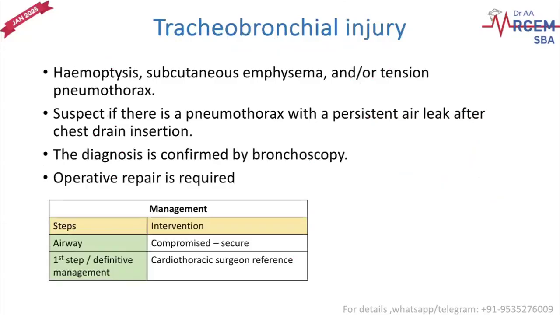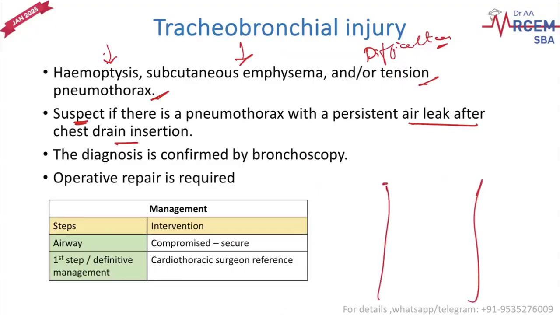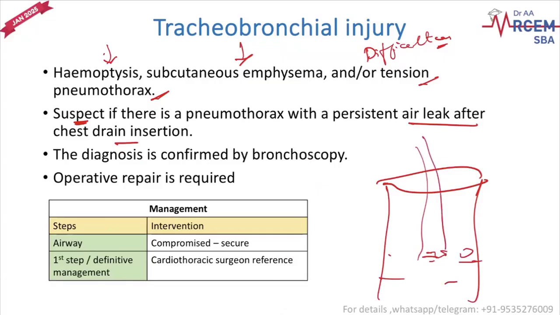Tracheobronchial injuries are very difficult to pick up clinically in the emergency department. They can present in various ways, like hemoptysis, subcutaneous emphysema, or tension pneumothorax. But how do you know whether there is an underlying tracheobronchial injury? You can suspect it if there is a continuous air leak in the chest drain. You have an underwater seal here, and you have put in a chest drain. You come back after 1 hour and there is still significant bubbling, a significant air leak happening continuously. That should alarm you to think there might be a tracheobronchial injury.